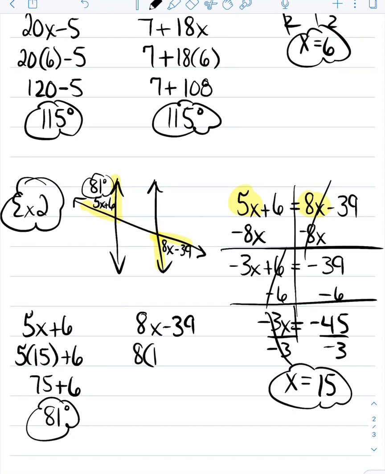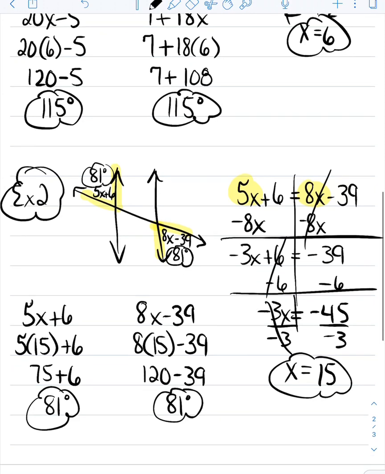So this angle measures 81 degrees. Now 8 times x, we said, is 15, minus 39. So 8 times 15 is 120. And then I take that 39 away, and I get, again, 81 degrees. And that makes sense because they're congruent.